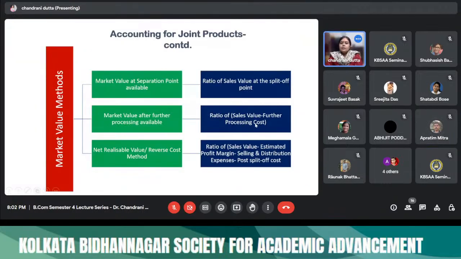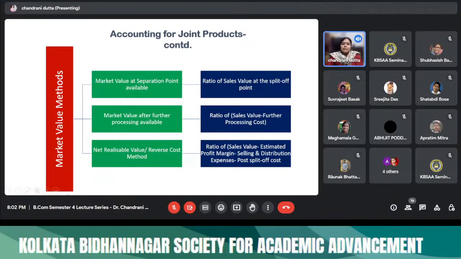So now we are coming to a certain class of methods. It's totally a different class altogether. The 4 methods that we have done so far did not take into account the market value or the sales value of the joint products. But the set of methods we are going to do now will consider the sales value, the market values, the ultimate market value of the joint products. Considering those, we are going to distribute the joint cost.